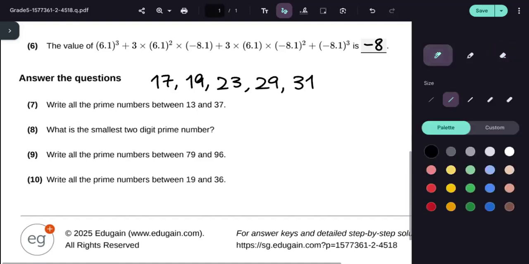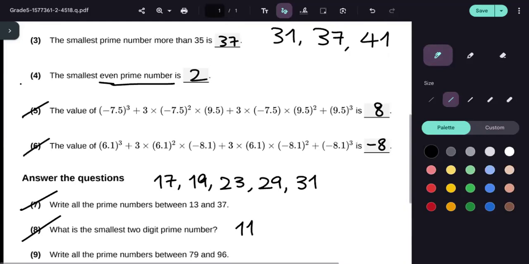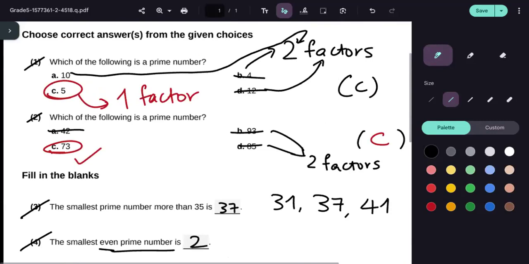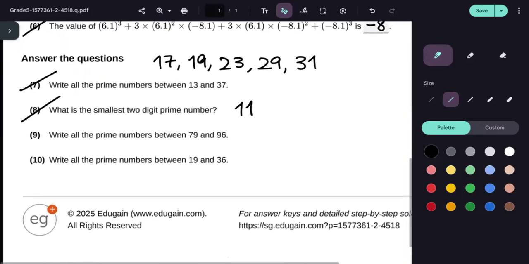Okay, next one. What is the smallest two-digit prime number? Answer 11. This should be pretty straightforward. So 7 is done, 8 is done, 6 is done. Okay, great.